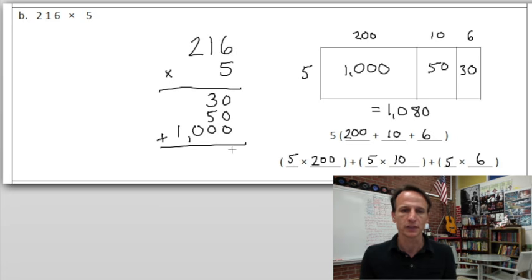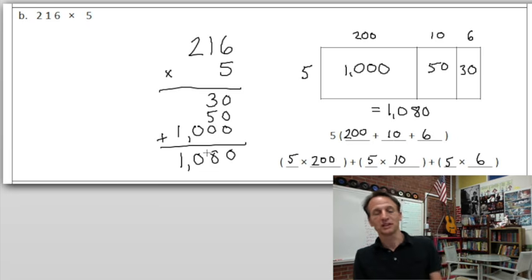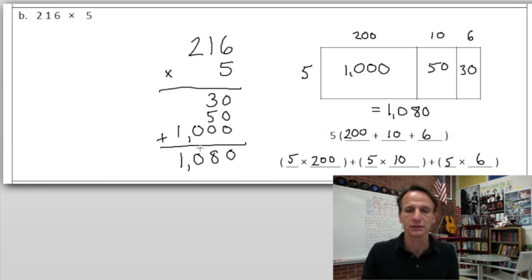And we already know what we're going to get, 0, 8, 0. But actually do the addition, because if you get something different, don't just write it down. Because you might have messed something up. Who knows? It can happen to all of us. 1,080 again. And now let's do it in the standard algorithm.